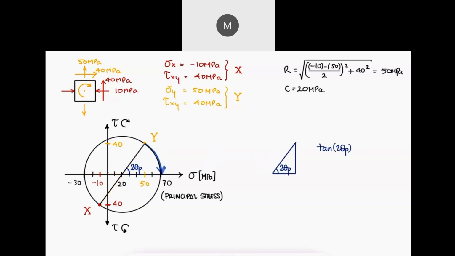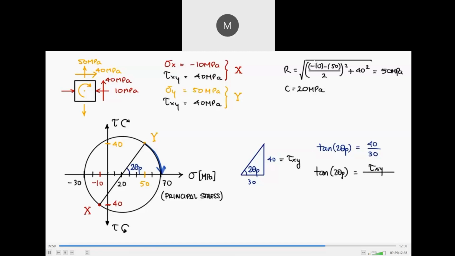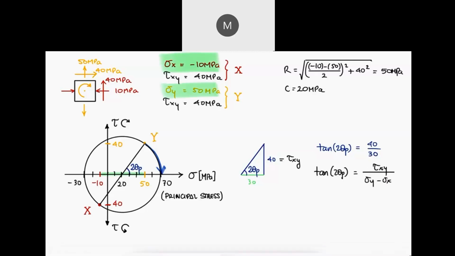Tangent of 2 theta p would be equal to 40 over 30, or in general, the vertical side of the triangle, which is tau xy, over the horizontal side of the triangle, which is the sigma distance between capital Y and capital X divided by 2. This expression would give us the angle from the horizontal line to the diagonal. So if we want the angle from the diagonal to the horizontal line, we need to add a negative sign, which is the same as changing the order of the subtraction.